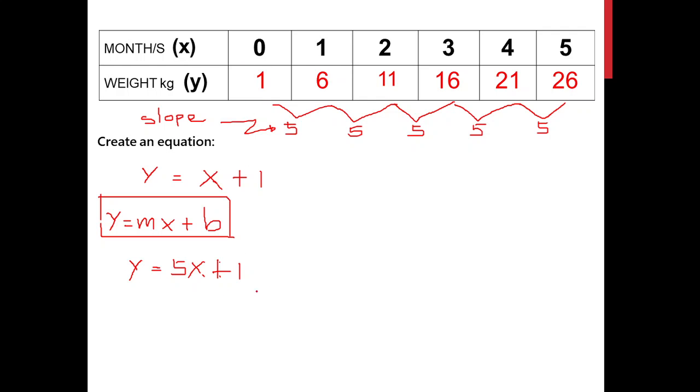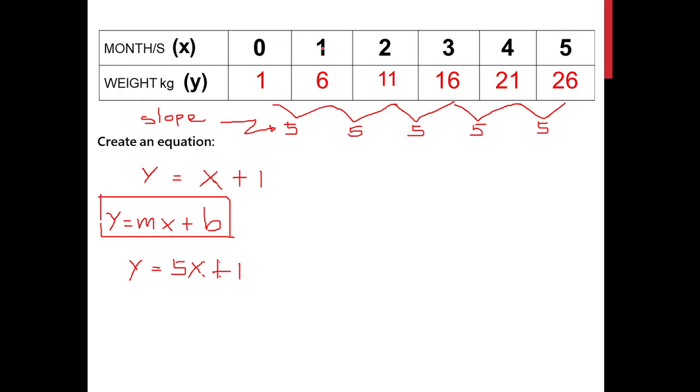So let's try to substitute the values here in our table, see if this will equate to the values of our y. So for example here, let's start with 0. When x is equal to 0, so we have 5 times 0 is equal to 0 plus 1 equals to 1. We get the correct set of values here.